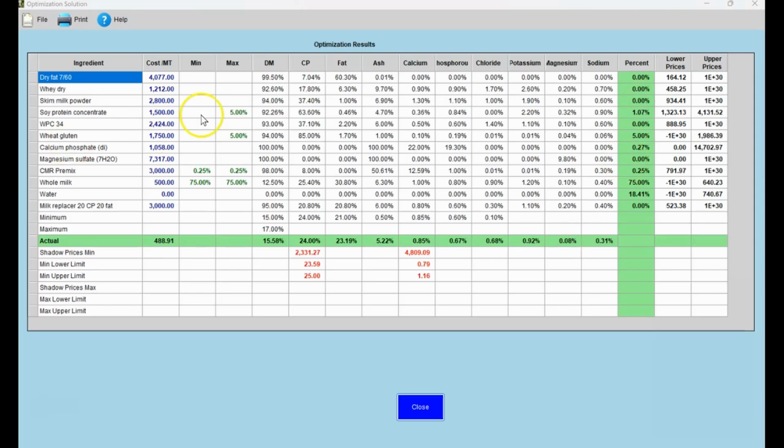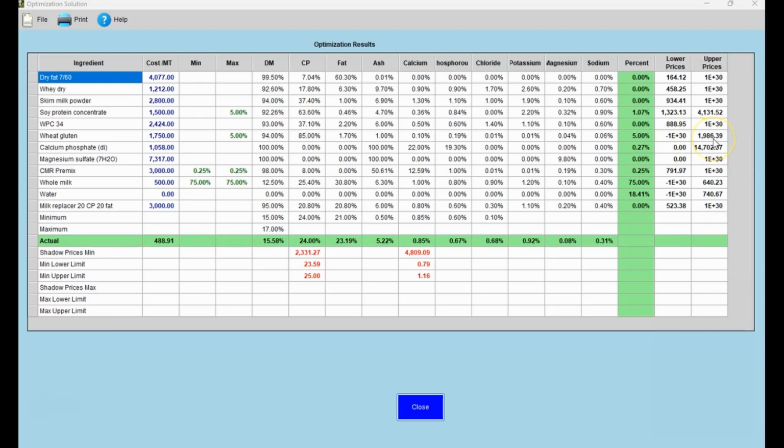Next, consider wheat gluten, priced at $1,750 per metric ton and already included at its maximum of 5%. The lower price is shown as negative 1 times 10 to the 30. Since the ingredient is already at its maximum inclusion, lowering the price further will not change the solution. However, the upper price is $1,986.